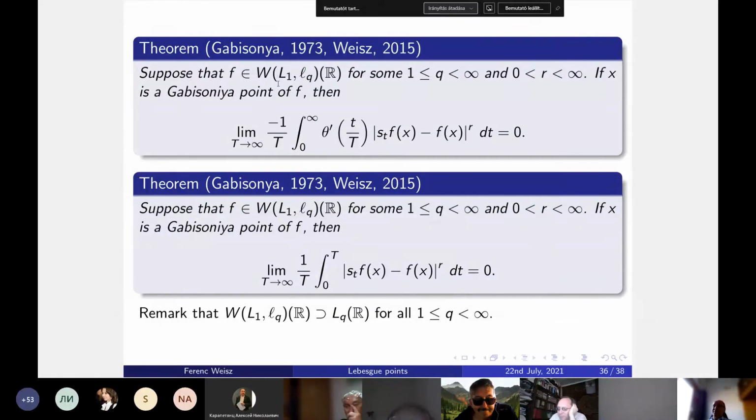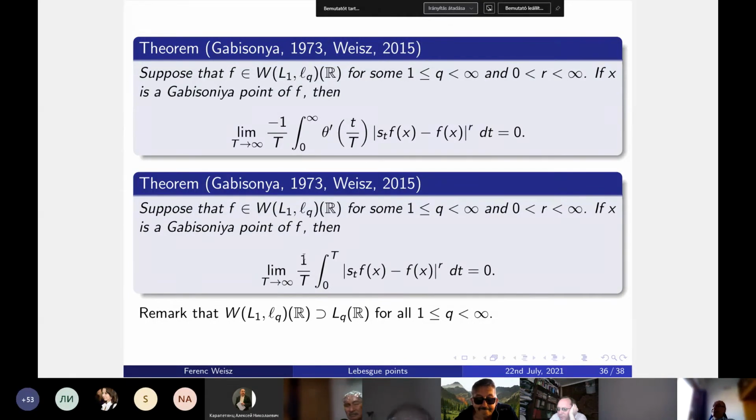If f is in the space L1, LQ, q greater than or equal to 1 and smaller than infinity, r is a positive real number, and x is a Gabisonia point of f, then f is strongly summable at the point x. This means, of course, that the convergence holds almost everywhere.